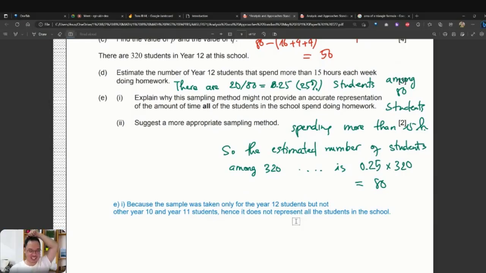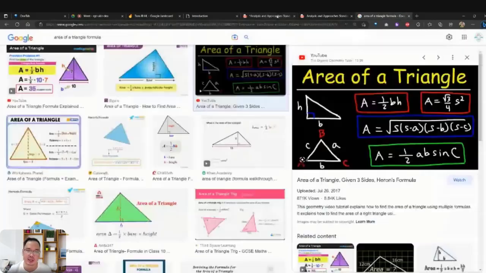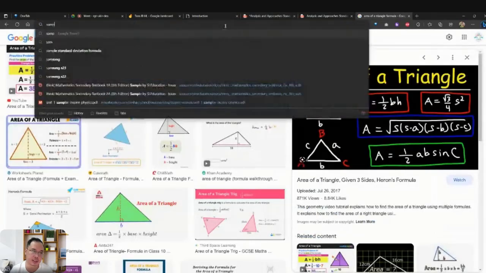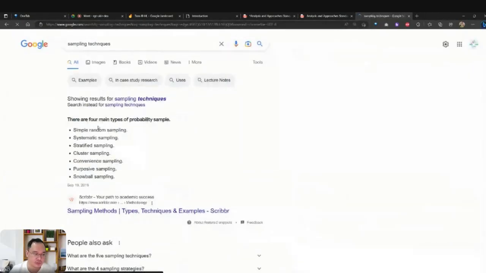Question: suggest a more appropriate sampling method. Just 2 marks. But anyway, we need to describe the method. And I'm thinking of what's the word for that. Sampling technique. I forgot the English word for that. Sampling techniques. Convenient sampling? No, it's not convenient. Stratified. Oh, yeah.